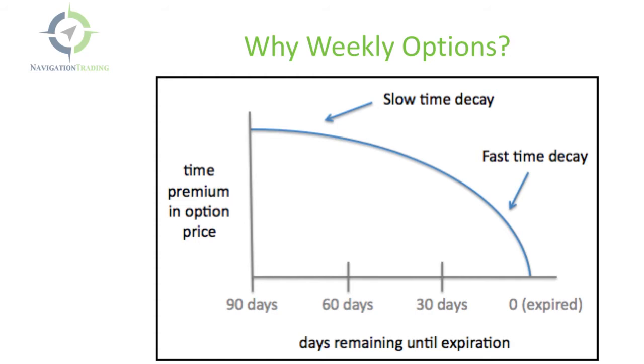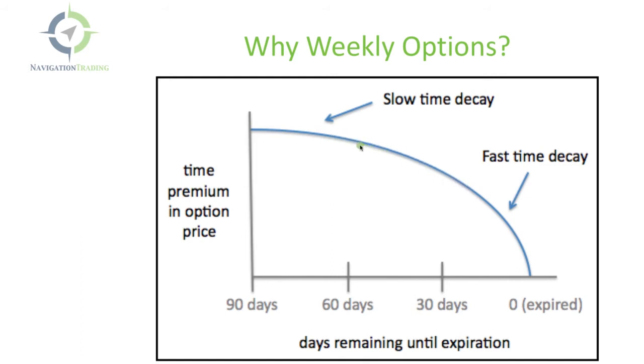And what you're looking at here is the time premium on this axis and then the days to expiration on the bottom axis. One of the reasons we don't enter trades way out here with 90 days is because look how flat that time decay curve is. This is your theta, your time decay of those options. When you're selling options way out here, the time decay is very, very slow, and then it starts to accelerate as you get closer and closer to expiration.